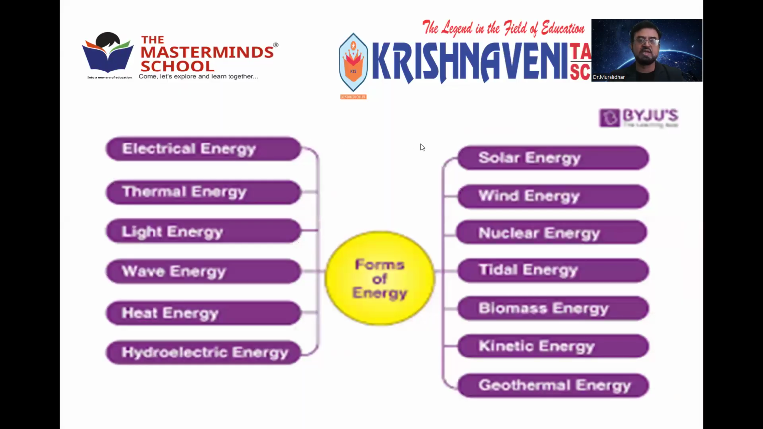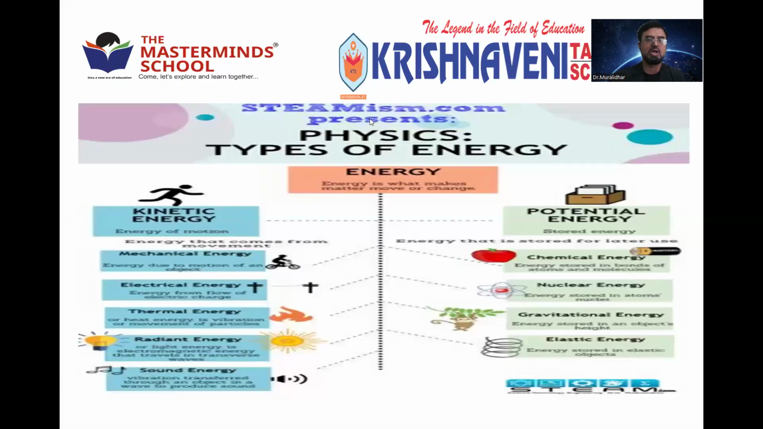Now these are the types of energies where we can see different forms. Right? Different forms of energies we come across, like electric energy, thermal energy, light energy, wave energy, heat energy, hydroelectric energy. Hydro means water. Solar energy, wind energy, nuclear energy, tidal energy, biomass energy, kinetic energy, geothermal energy, heat from the earth. Geo means earth.